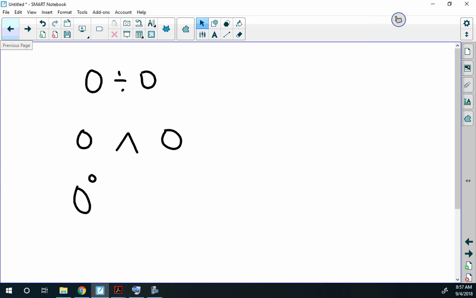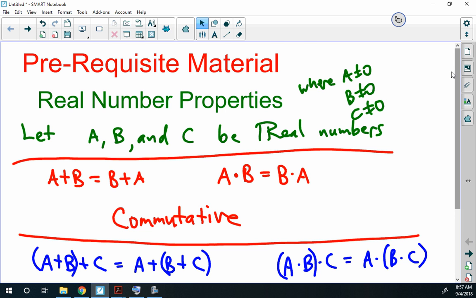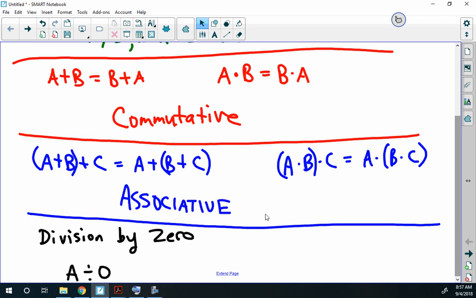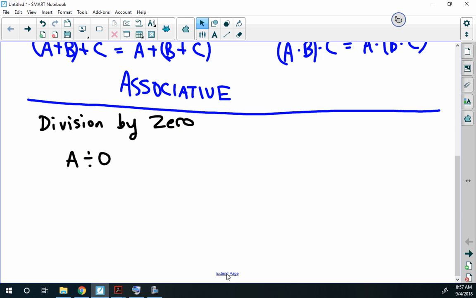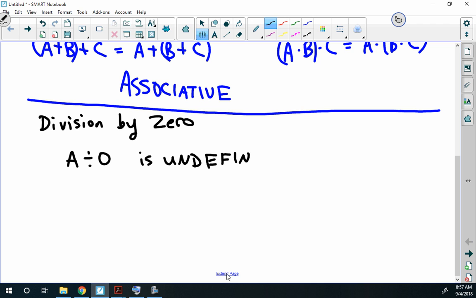We better go back to this property, this one I started and didn't finish. This division by 0 property. A divided by 0. Anybody remember what this is? You ever try to find the slope of a vertical line? It's undefined. Nice, good. You cannot compute it. That calculation cannot be made. Okay?